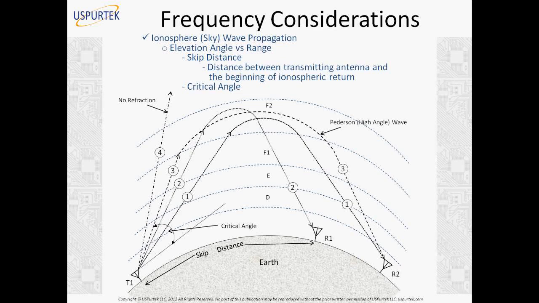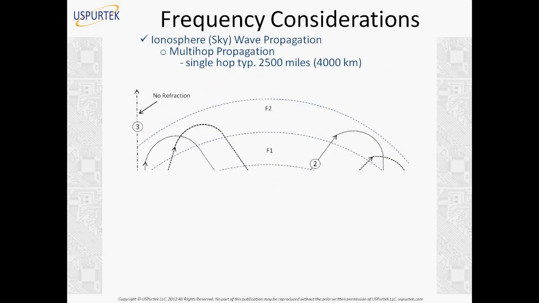Well, there are a few other terms which are commonly used when you do skywave propagation. One is the skip distance. This is the distance between the transmitting antenna and the beginning of the ionospheric return. Let's say that it begins to return at this point, so this is the skip distance. And then there is a critical angle associated with that. Now here you see when the elevation angle is too high, there's no refraction. It's just going directly into space. Whereas the other RF waves which have lower elevation angles are getting refracted and returning to Earth at different points of Earth. Okay. Let's move to the other one.